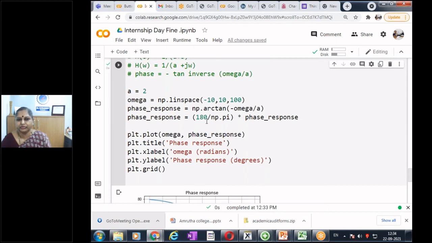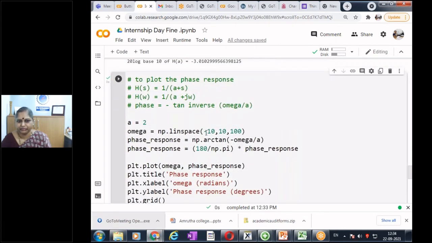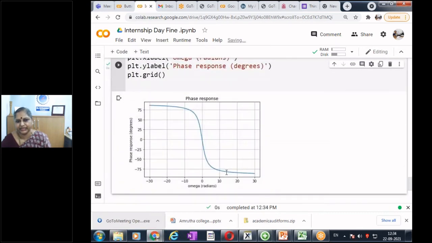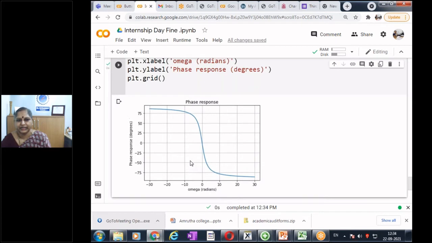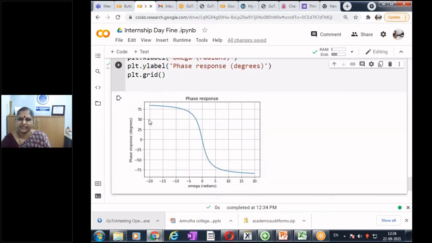So I want to plot this. I want to plot it from say minus 30 to plus 30. So let me change my omega. Let us say minus 30 to plus 30. And let me run it and see whether I'm able to get the angle. Look at my phase angle. It stabilizes at 90 degrees. Or let us do say minus 20 to plus 20. Yes, so now the scale has changed.